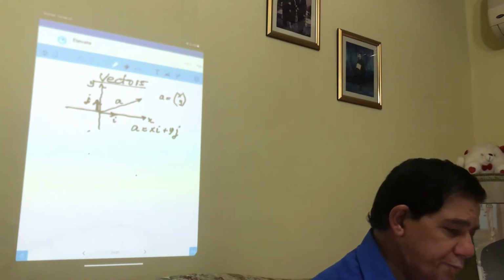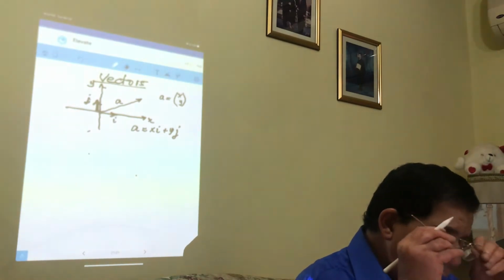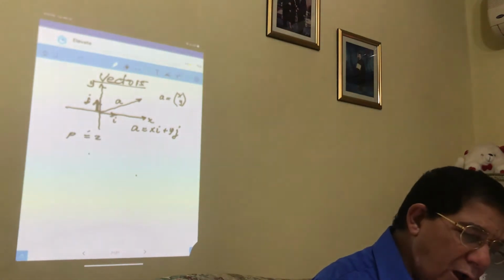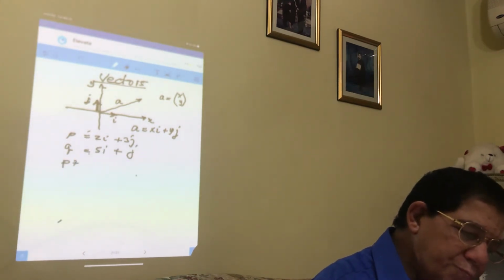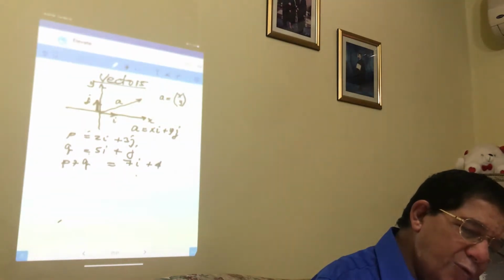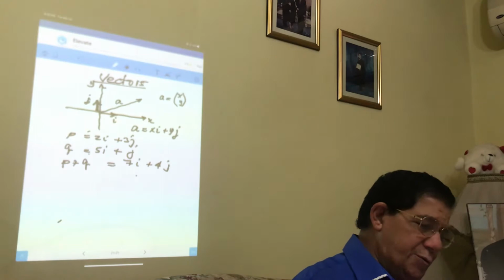For example, if we are given the vector p is 2i plus 3j, and the vector q is 5i plus j. What is p plus q? Very simply, we add the i's together, we say 7i, plus the j's together, 4j. And therefore, working with i and j makes life much easier.